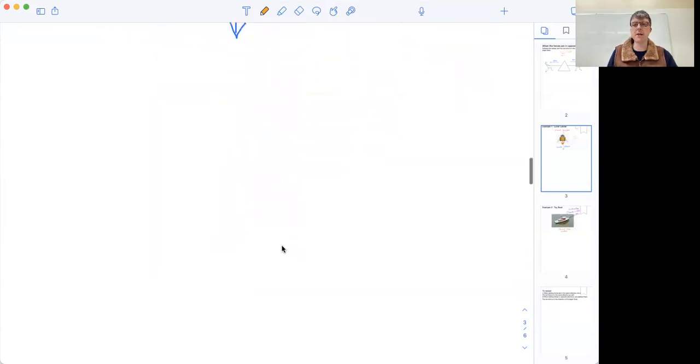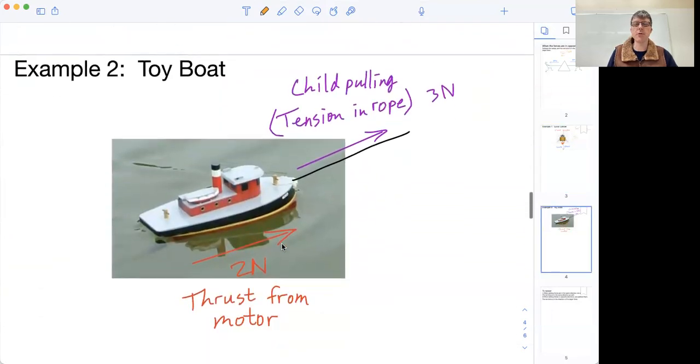And now we're going to have one more example. We have a toy boat. So this child is pulling the boat, and it also has a motor that is running because it's a toy boat. And so there are two different forces, and they're both going in the same direction. So the child is pulling with a tension of 3 newtons, and the thrust from the motor is 2 newtons. So the net force, see if you can figure this out before I say it. Just pause the video and see if you can get it.